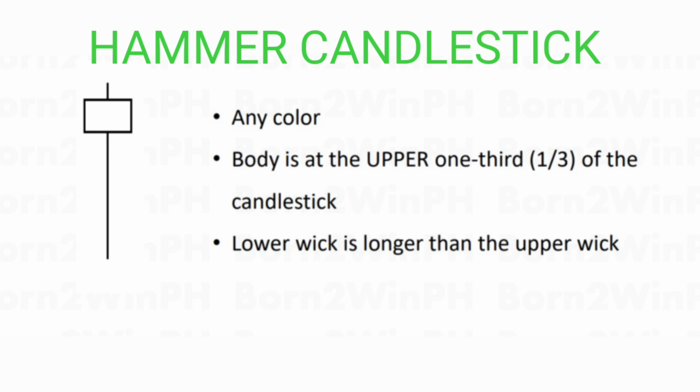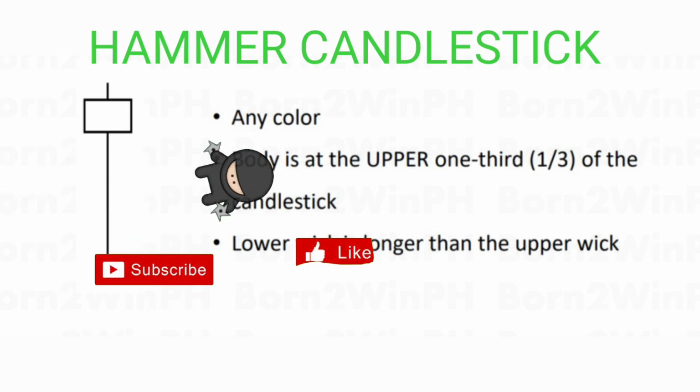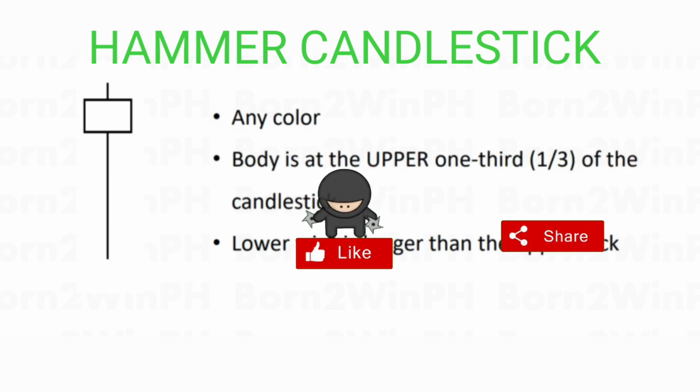Now the wick line is the thin line that you see above and below the candlestick. The body of the hammer candlestick should be 1/3 of the candlestick, and the lower wick line should be longer than the upper wick line. Now please familiarize yourself with the size of the hammer candlestick, because there is another candlestick which is a little bit similar to the hammer candlestick, which is the doji candle.